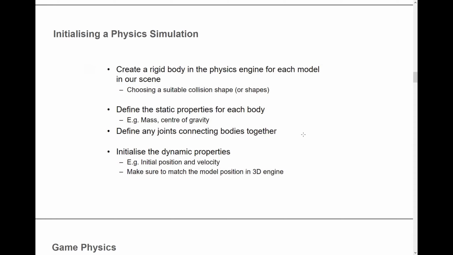Then we need to define any joints. Why do we need joints? We need them to connect bodies together. So we need to define them as well. After that, we need to initialize the dynamic properties.